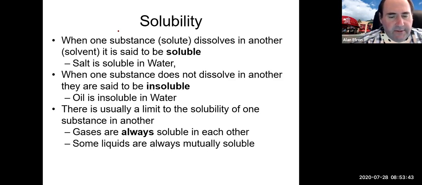There are things that are usually always soluble in each other. Gases are always soluble in each other, and that's because gases are flying around. So just by the nature of gases, they are constantly mixing with each other and would be soluble in each other. Also, liquids are mutually soluble. So again, our polar and polar guys are going to be soluble in each other. Our nonpolar and nonpolar guys will be soluble in each other as well.